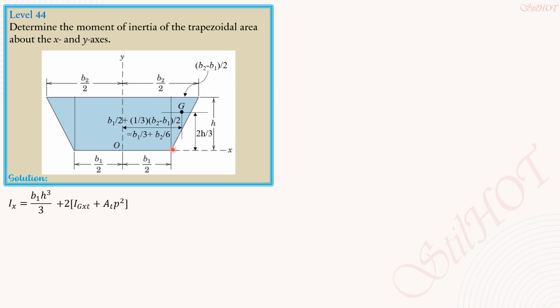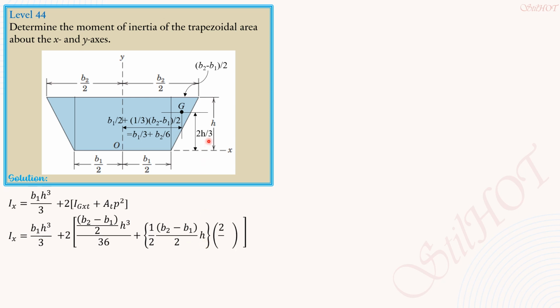But if you can recall, the shortcut is it is equal to 1/4 of this base times height cubed. So that's the shortcut. But if we apply the parallel axis theorem, let's just use this. So Ix equals b1 h cubed over 3 plus 2 times quantity b sub 2 minus b sub 1 over 2, h cubed over 36, plus area of triangle 1/2 of quantity b2 minus b1 over 2 times h, then distance is 2/3 h, quantity squared.